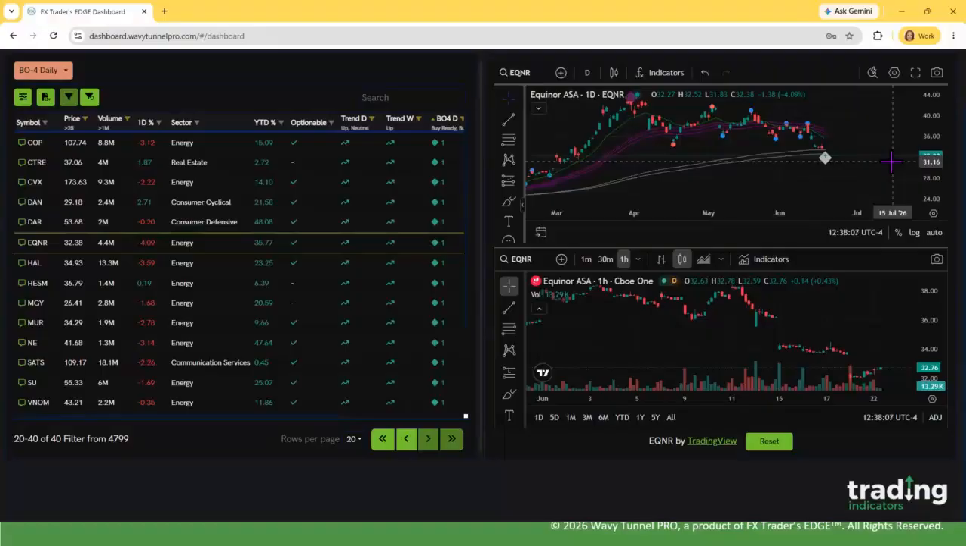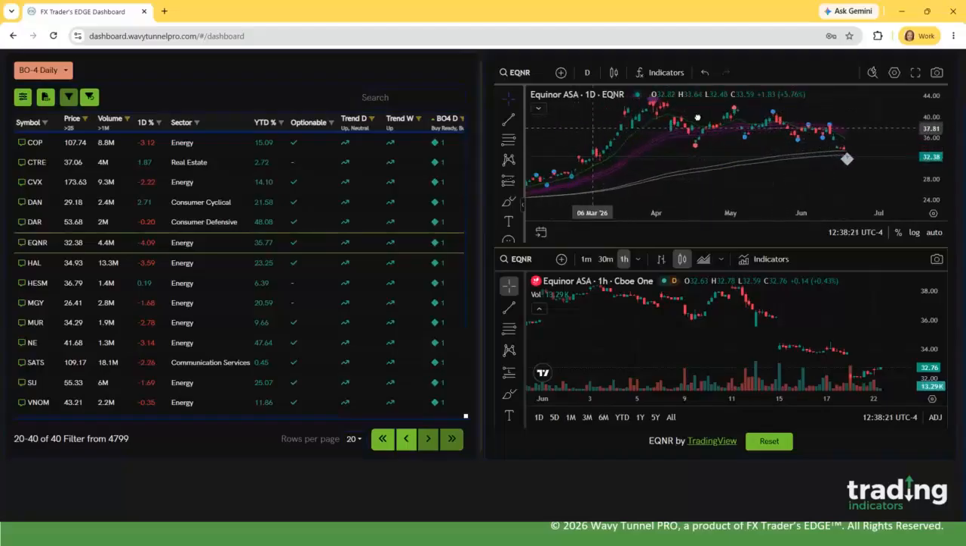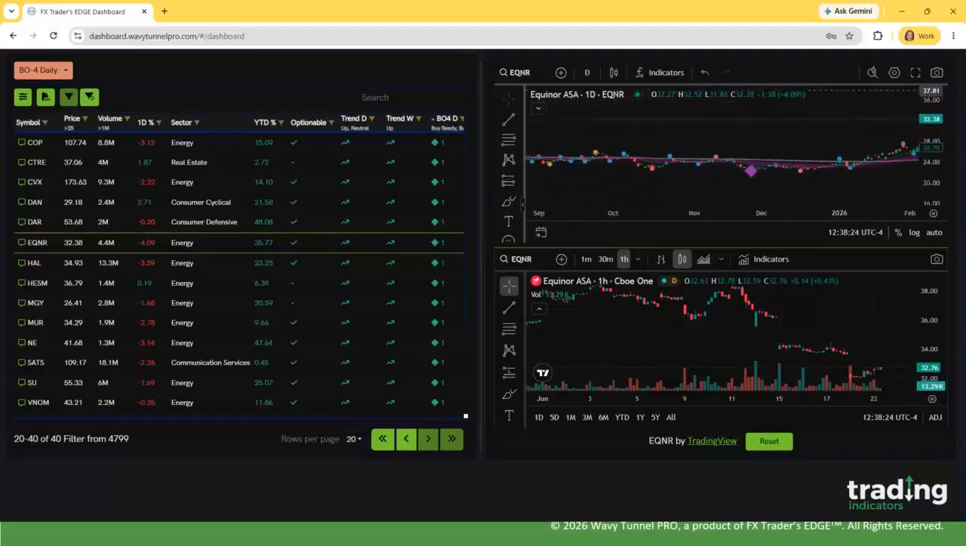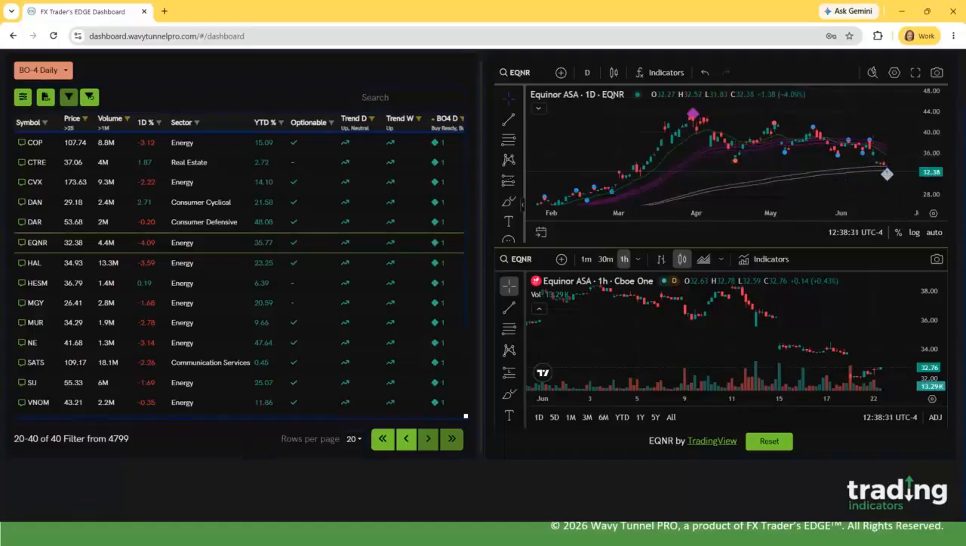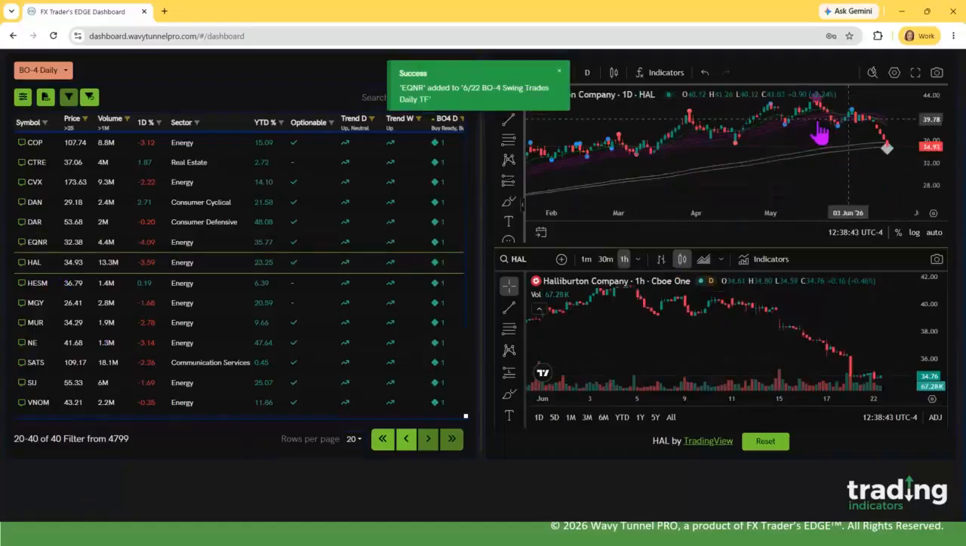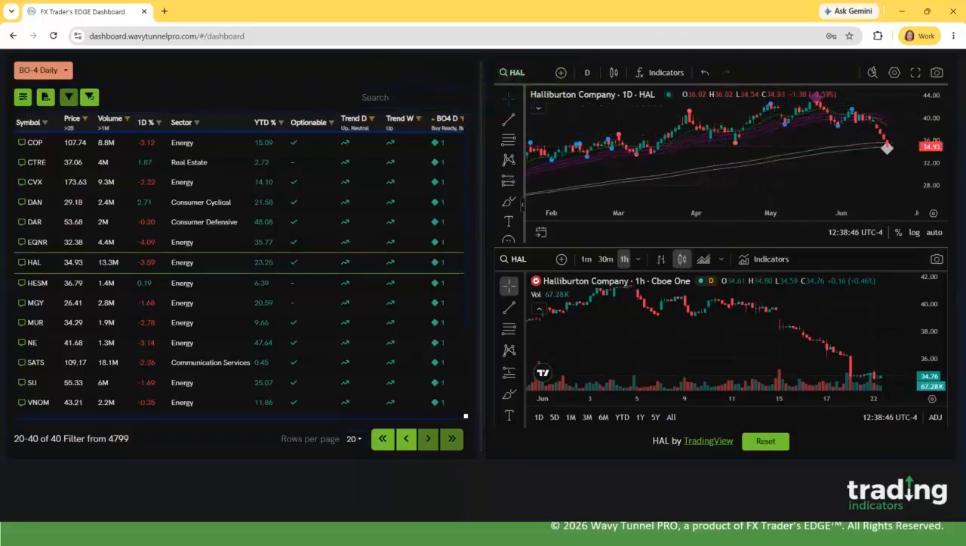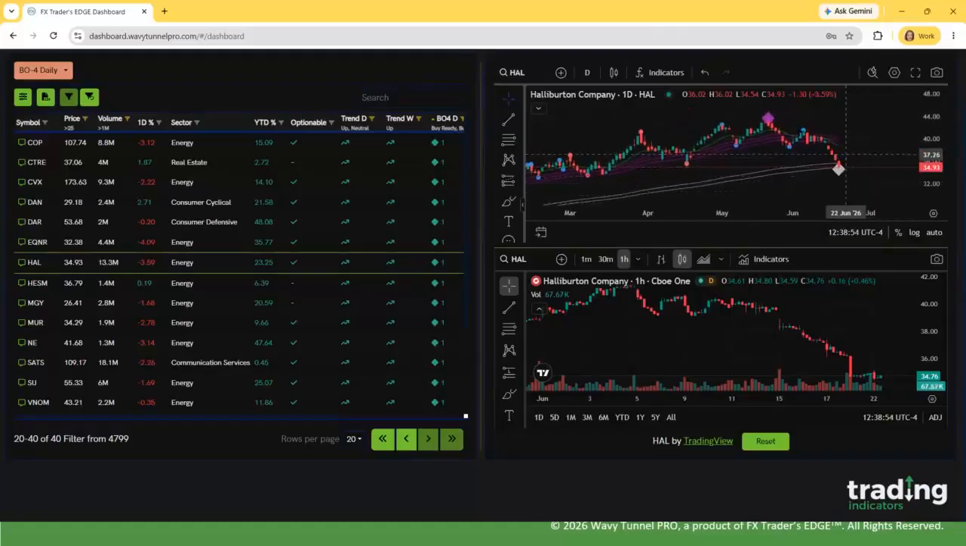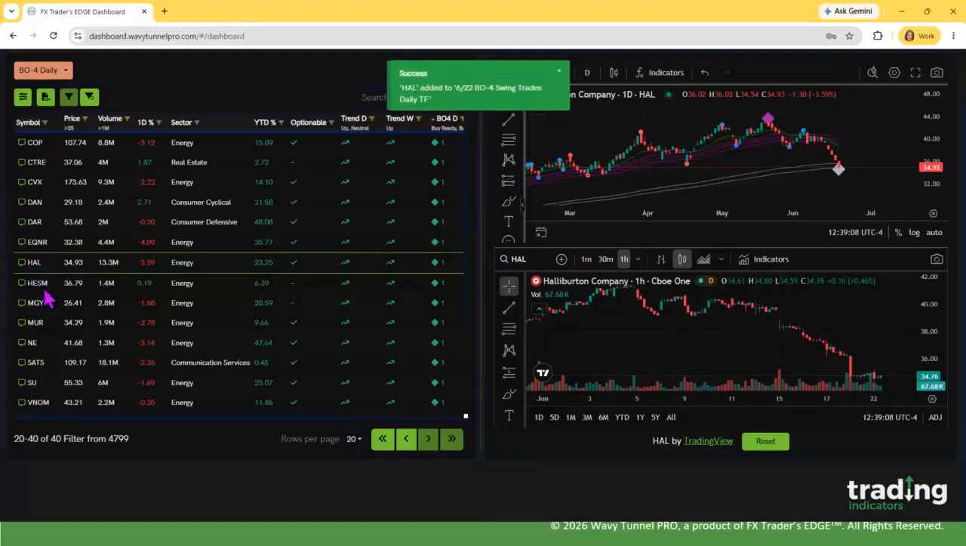EQNR, this is also up almost 36% year to date. This is a choppy consolidation, choppy retracement. Let's go back and see how we've done so far. Yeah, I'll put this on the watch list. The next one is HAL. We need to see some consolidation here. This is a short correction, so we definitely need to see some consolidation. I can put it on the watch list. Some consolidation before taking a trade.